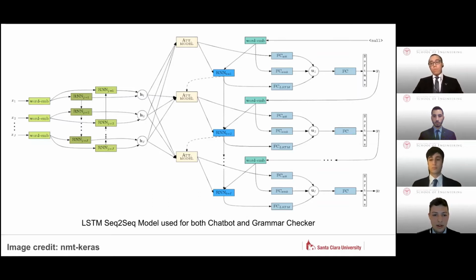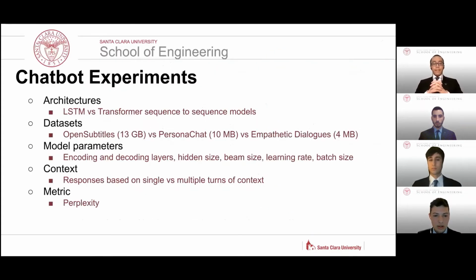This vector is then fed as the initial state to the decoder, which is used to predict the first word of the output. This in turn produces a new hidden state, which is then used to predict the second word. And so this process repeats until the model predicts that the end of the sentence has been reached. And so as it turns out, this model can be used for training both the chatbot and grammar checker.